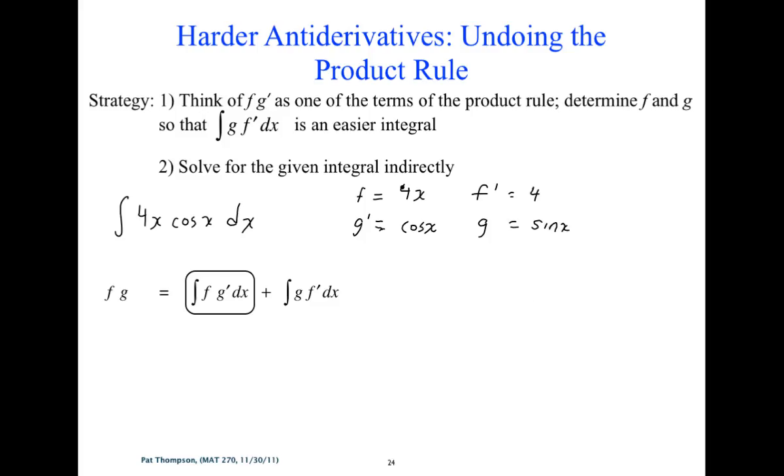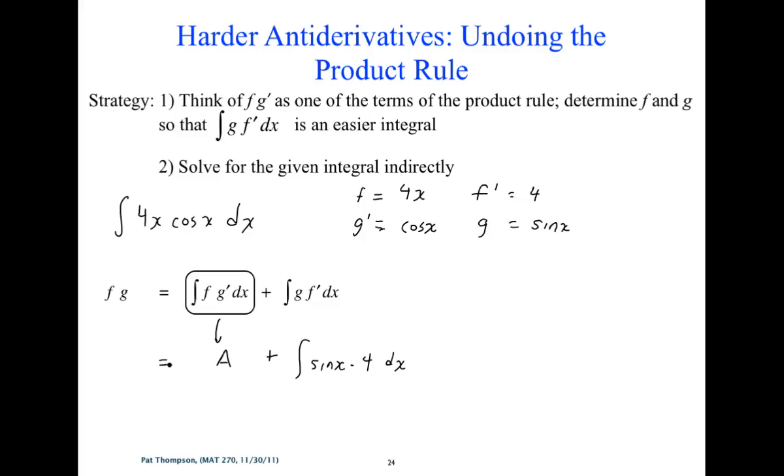So then we investigate and we say, is g f prime a more attainable integral? That should be an easy antiderivative, g f prime, or 4 times sine x. Is that pretty easy? It is. So we made the right choice with what we picked for f and g prime. If we call this answer A, then we need to solve the integral of g, sine x, times f prime, which is 4, dx.